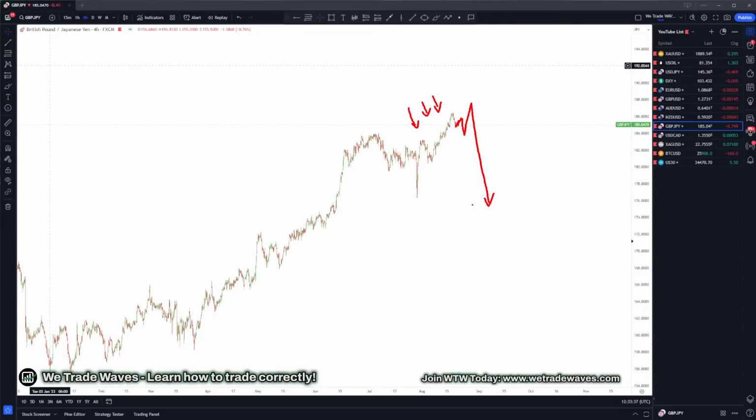For this one, corrective structure, one push up is likely. Before that, another drop will be coming. Do not miss this sell.